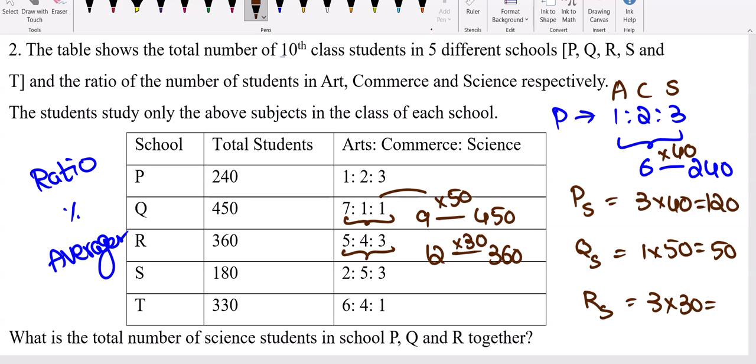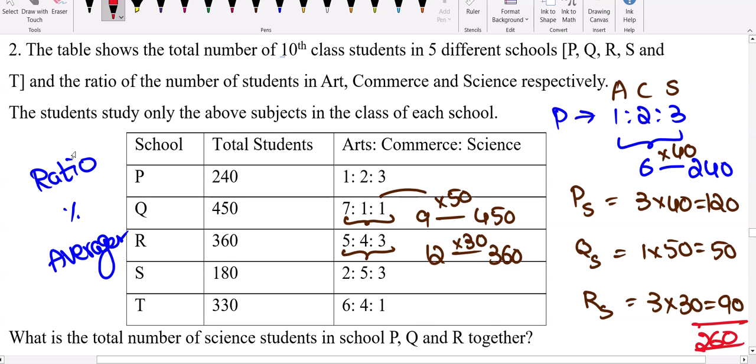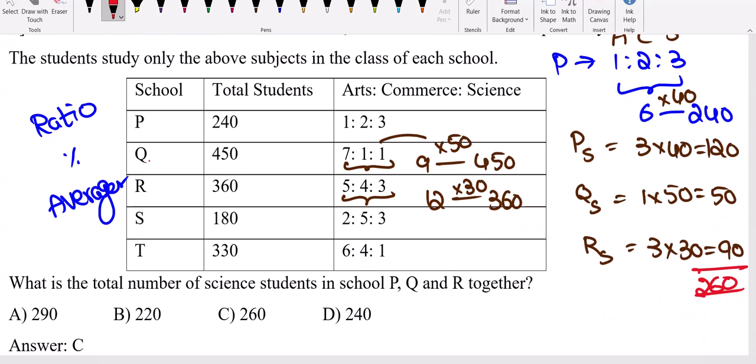So go for the required data only. They give a lot of data in the question. There is data about S and T also, and something regarding arts, commerce and all, but I don't want that. Here we want only science from P, Q, R together. So adding all this is your answer. What's your answer now? 260. We'll see the options. Yes, you have option C, 260.